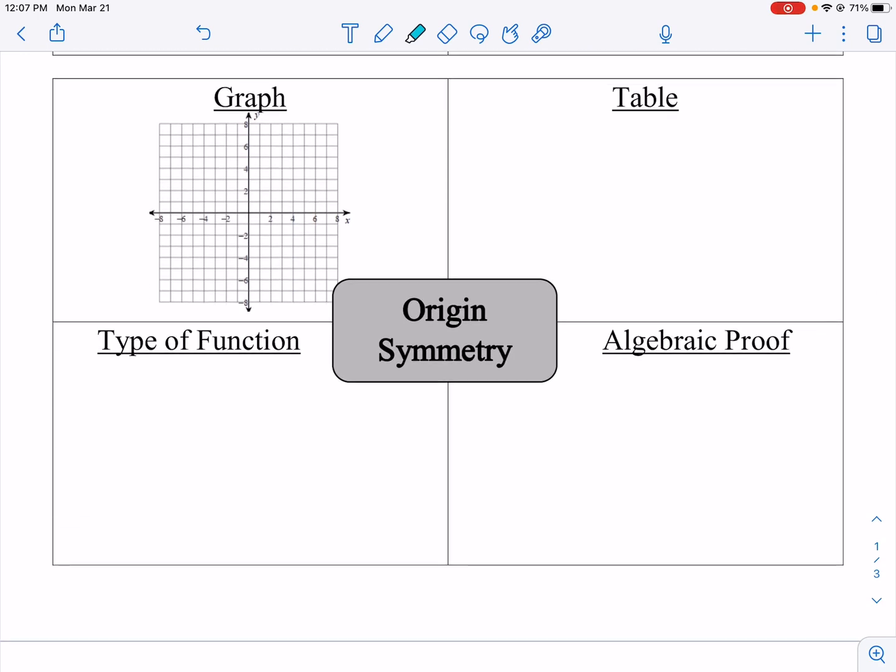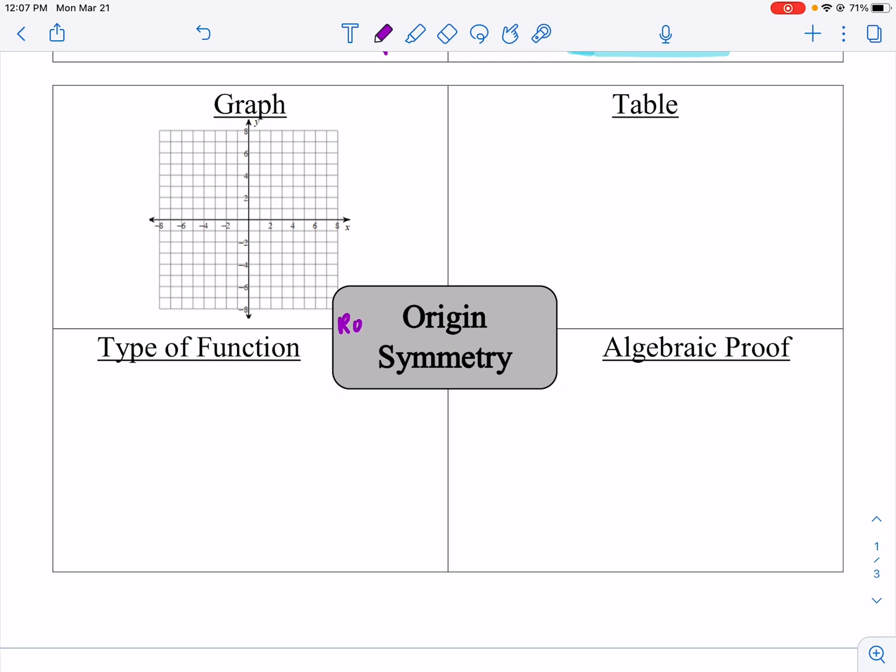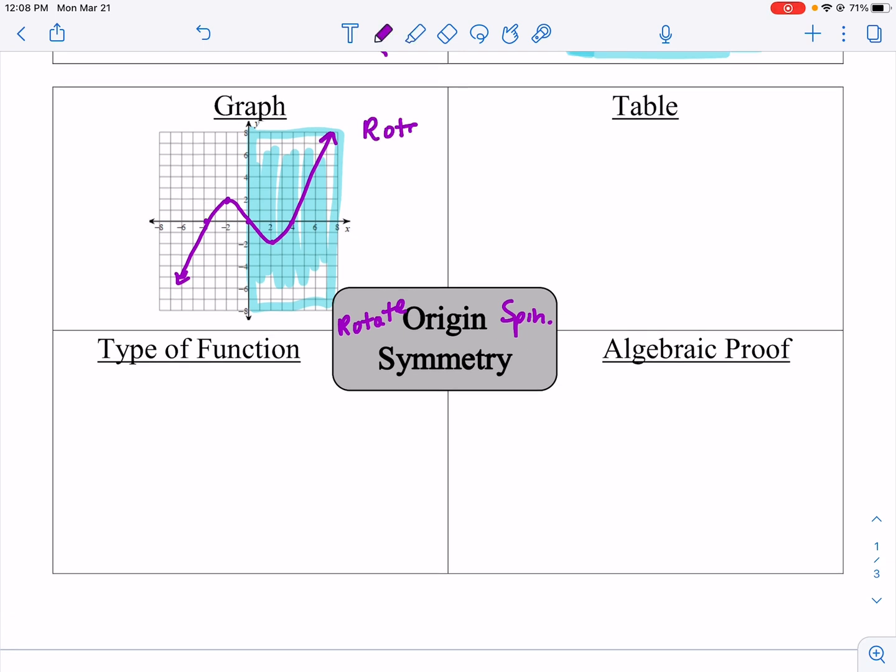So origin symmetry is rotation symmetry. Okay, this means to rotate or spin. That's another way for origin symmetry. So your graph might look something, sorry, I have to give myself some guidelines or it won't look anywhere close. It might look something like this. And essentially, if I take this half of the graph and I spin it, if I spin this 180 degrees, it will sit on top. Okay, but you have to spin the whole thing 180 degrees. So it's rotated around the origin.